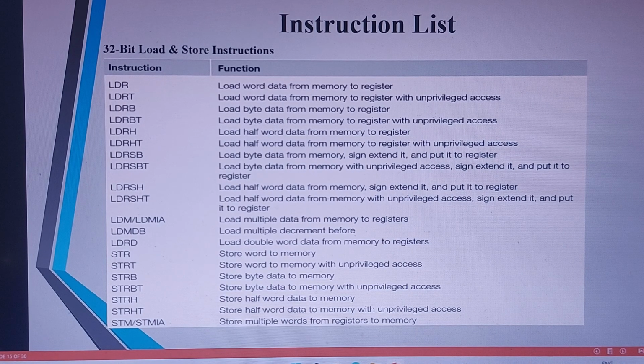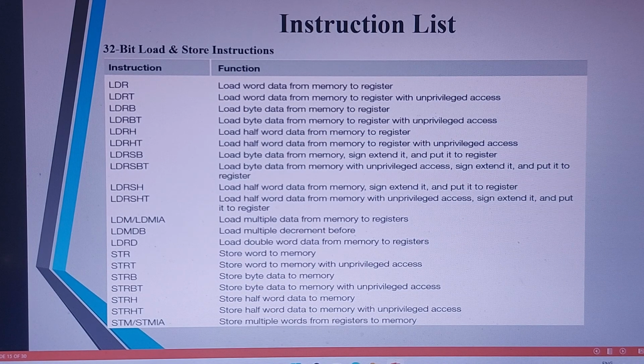Other than that, we have load store instructions. Other than the 32-bit processing, these are the load and store instructions: LDR, LDRT, LDRB. These are similar instructions. The only thing is the way they access the memory. LDR, load a data from memory to register. LDRT, load a word data from memory to register with unprivileged access. The only difference is privileged or unprivileged access.